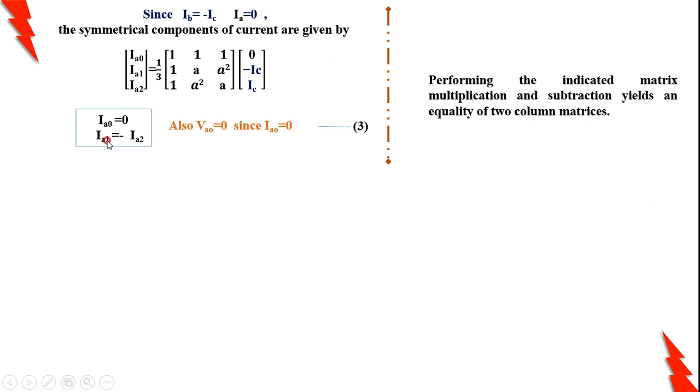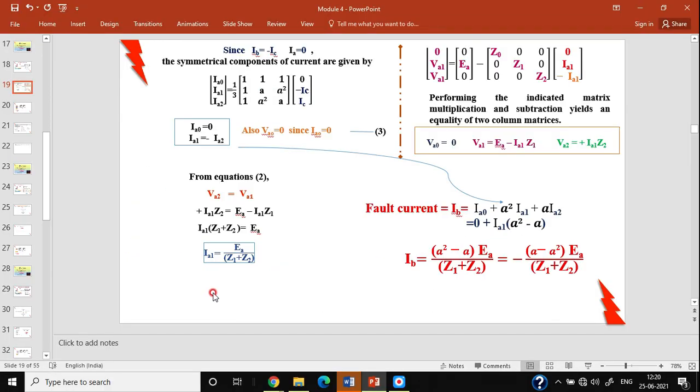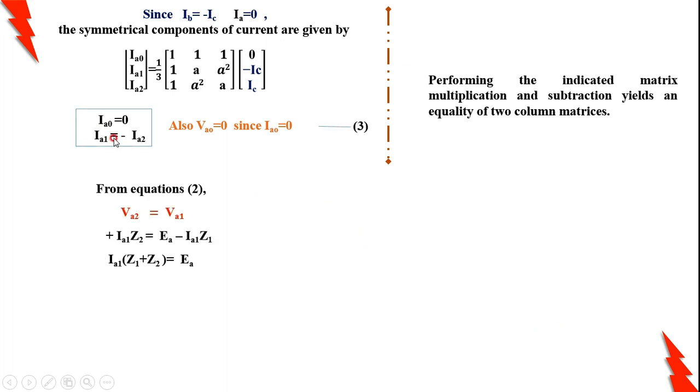The second condition I am getting here is IA1 is equal to minus IA2. It is a minus IA2 here. That is IA1 is equal to minus IA2.